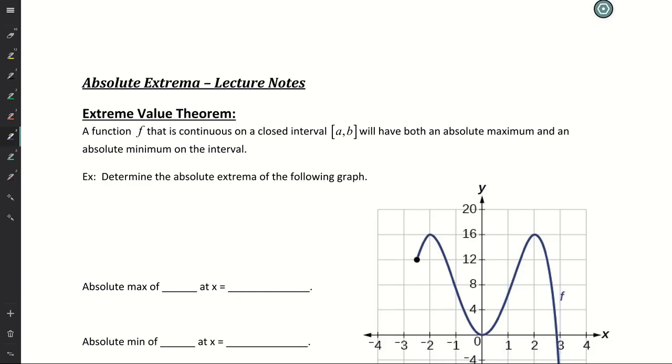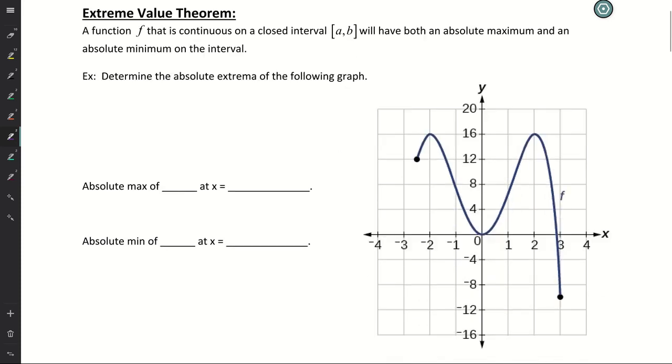Today we're going to talk about absolute extrema. We're going to start this by talking about the extreme value theorem. This states that a function f that is continuous on a closed interval from a to b will have both an absolute maximum and an absolute minimum on the interval. So the important thing there is that you have a continuous function, and it's continuous specifically on a closed interval.